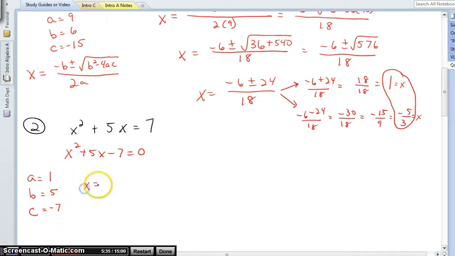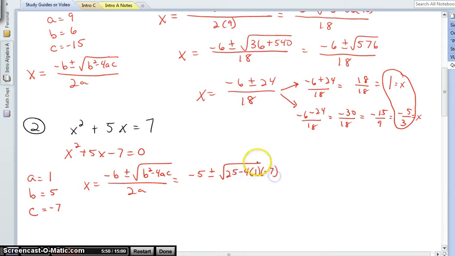Quadratic formula is x equals the opposite of b plus or minus the square root of b squared minus 4ac all over 2a. So that's -5 plus or minus the square root of 25 minus 4 times 1 times -7 all over 2 times 1. That's -5 plus or minus the square root of 25 plus 28.